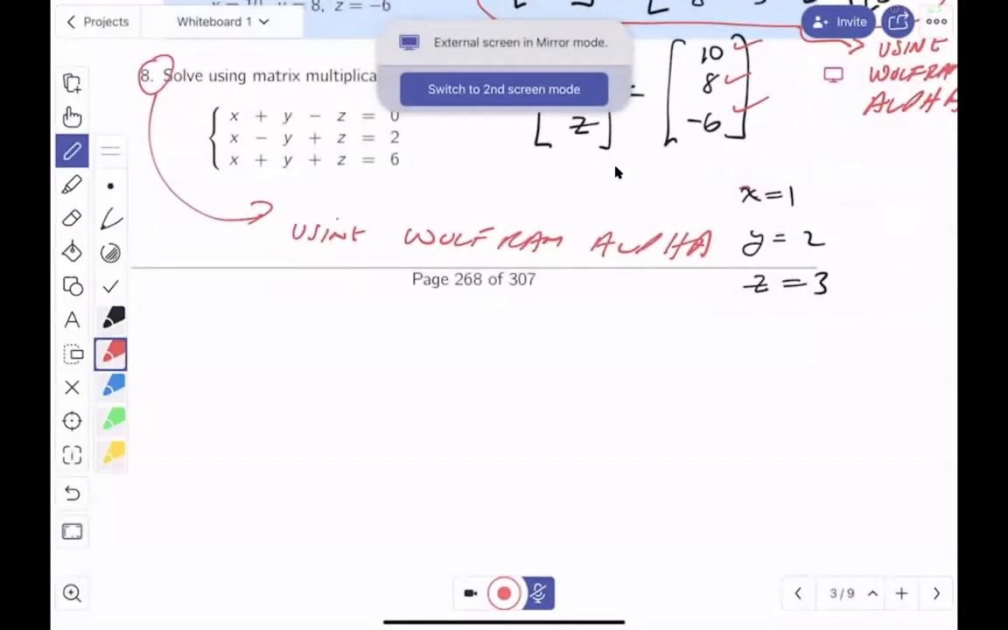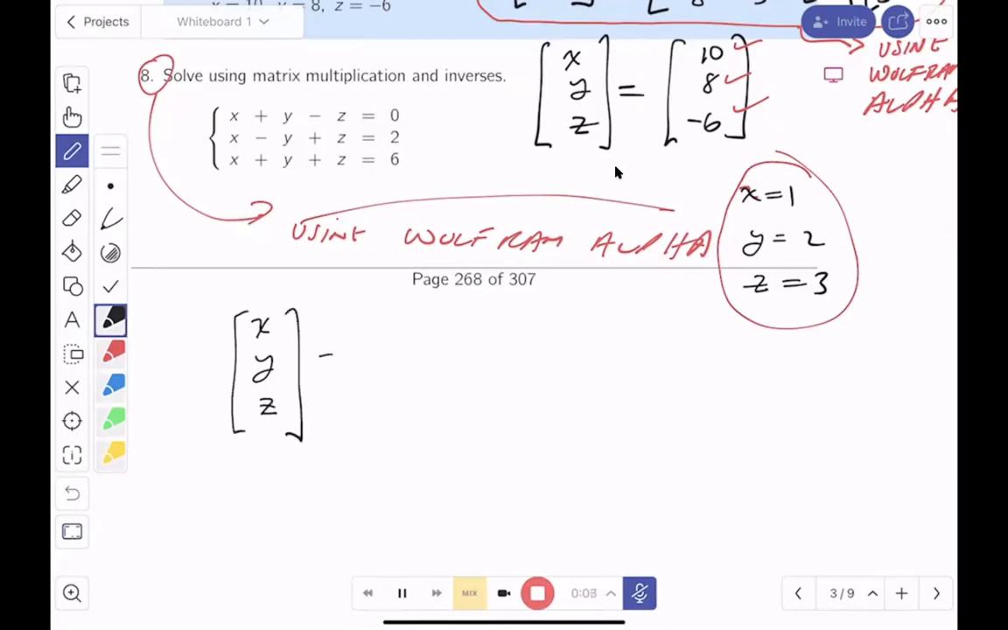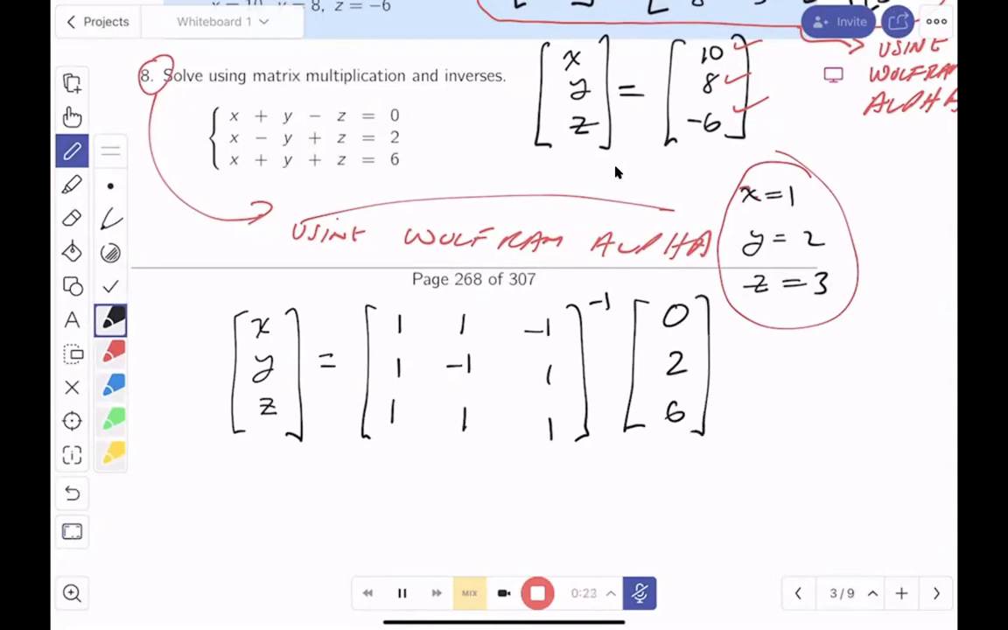Okay, so I want to point out what we did in Wolfram Alpha. When we used Wolfram Alpha, we found these answers over here. Let's write the work down now. And what's the work going to be? It's pretty easy to write down. It's going to be x, y, z is equal to the inverse of the matrix 1, 1, 1; 1, minus 1, 1; minus 1, 1, 1, times 0, 2, 6. We did this arithmetic on Wolfram Alpha, and we came up with 1, 2, 3.